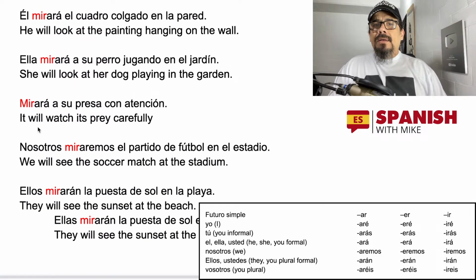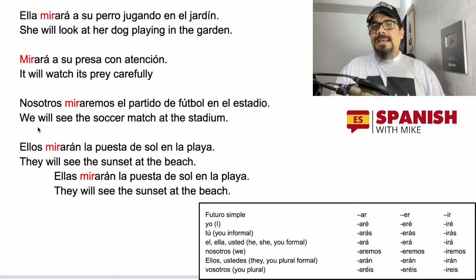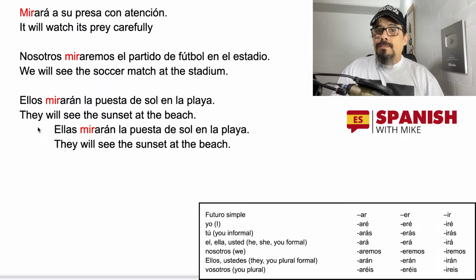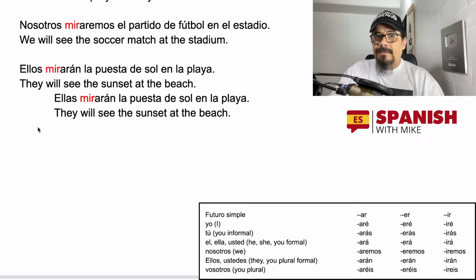Él mirará el cuadro colgado en la pared. He will look at the painting hanging on the wall. Él mirará a su perro jugando en el jardín. He will look at her dog. Ella mirará a su perro jugando en el jardín. She will look at her dog playing in the garden. Mirará a su presa con atención. It will watch its prey carefully.